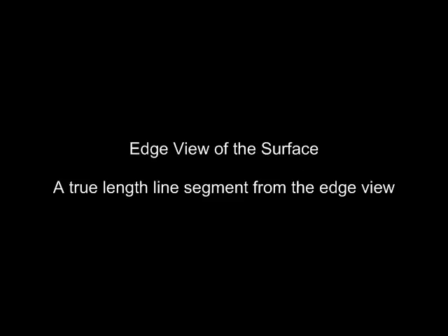To get the true size and shape of surfaces, we need to know two things. First, we need to find an edge view of the surface. Next, we need to have a true length line segment from that edge view. Now, how do we do that? Well, there are two rules we need to follow.